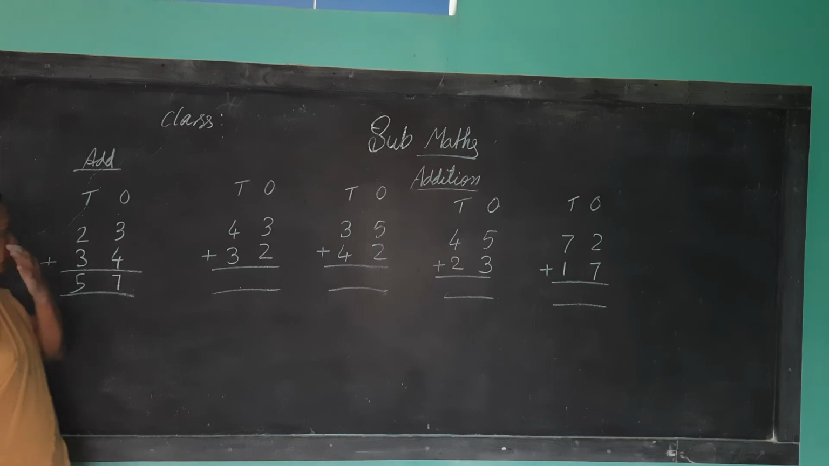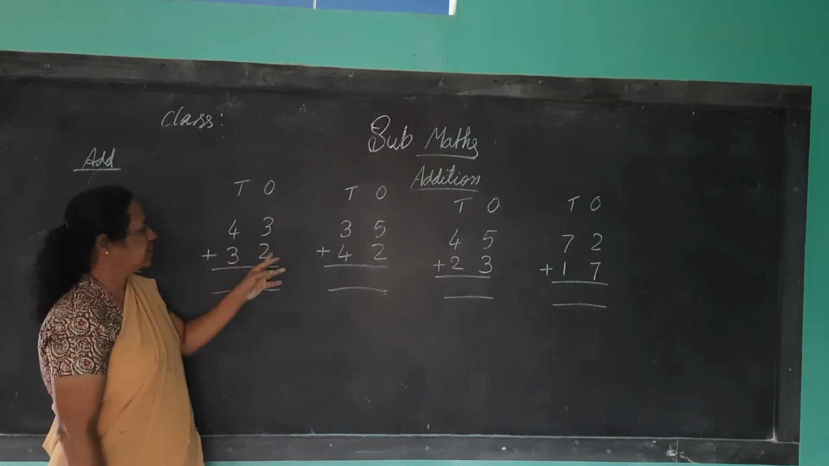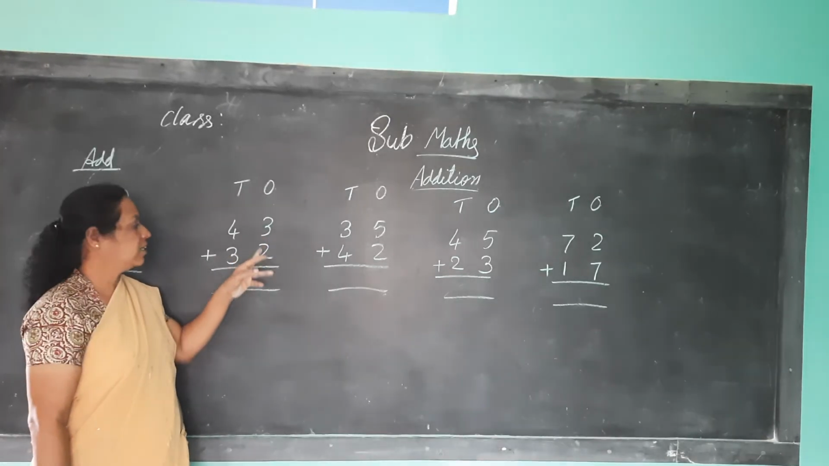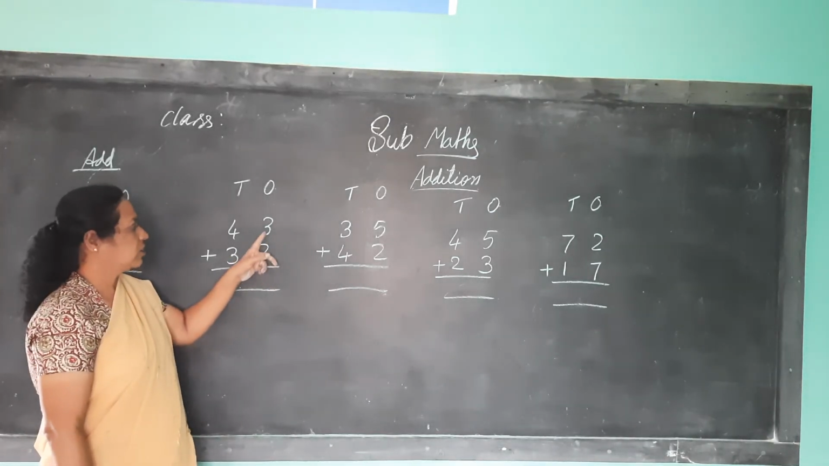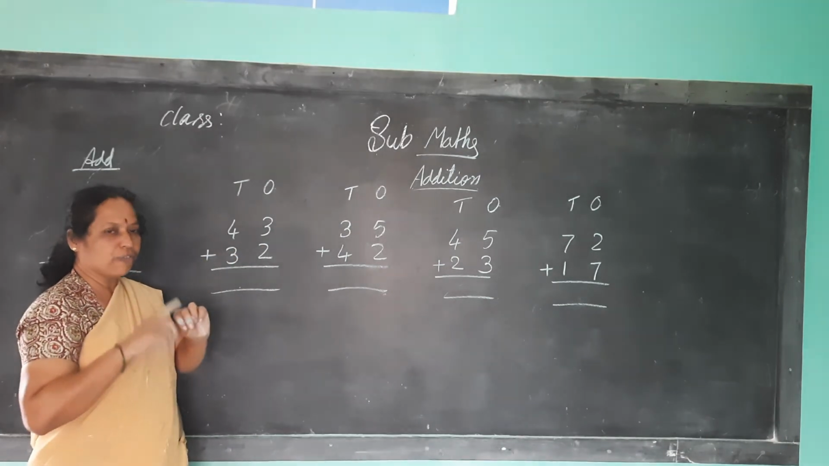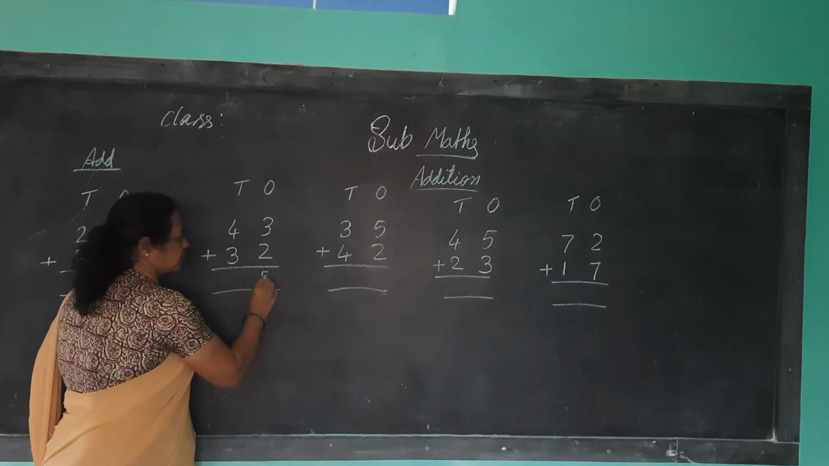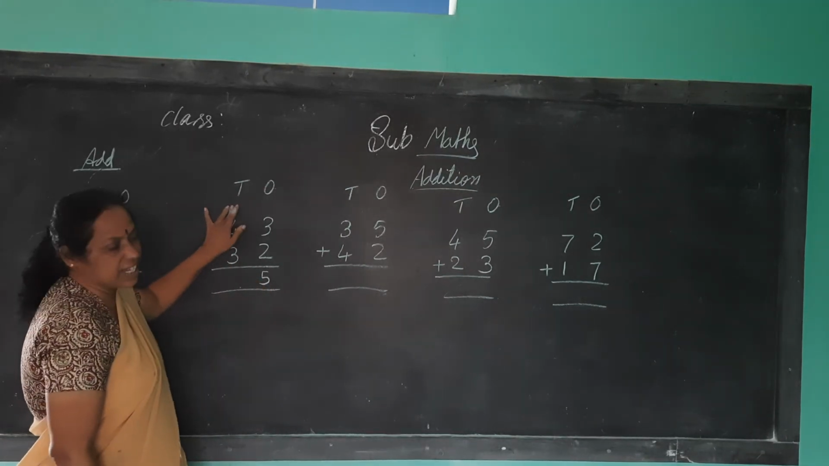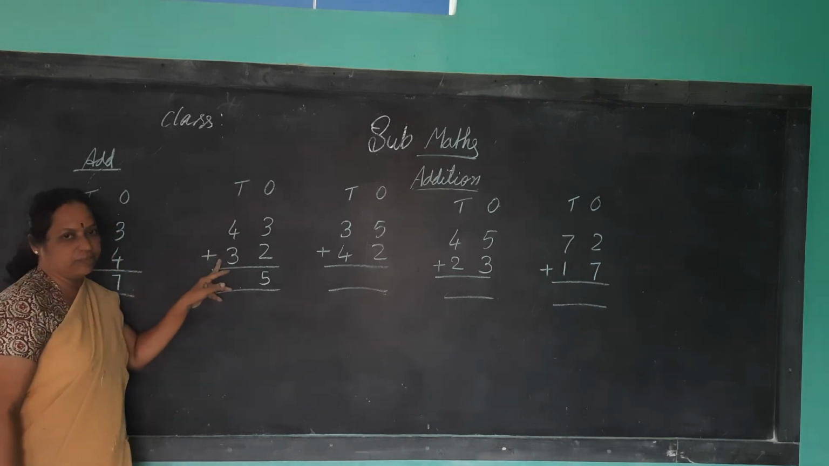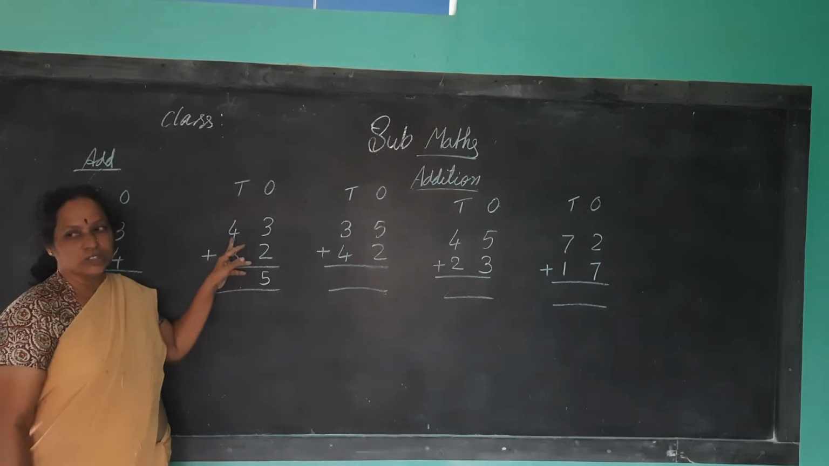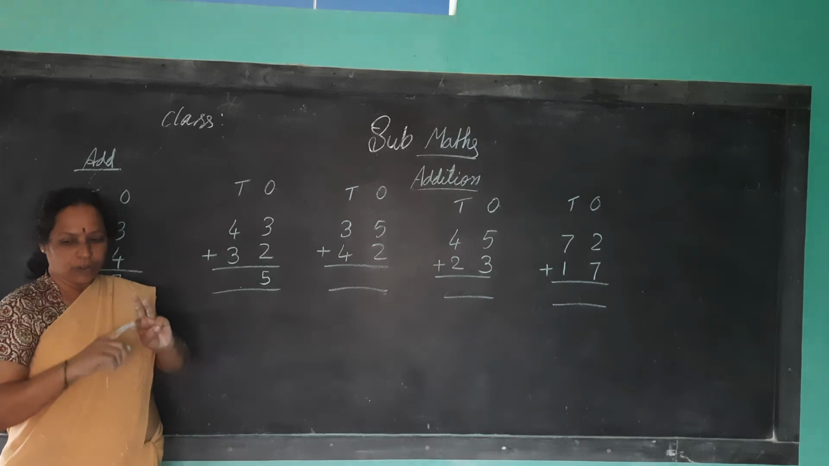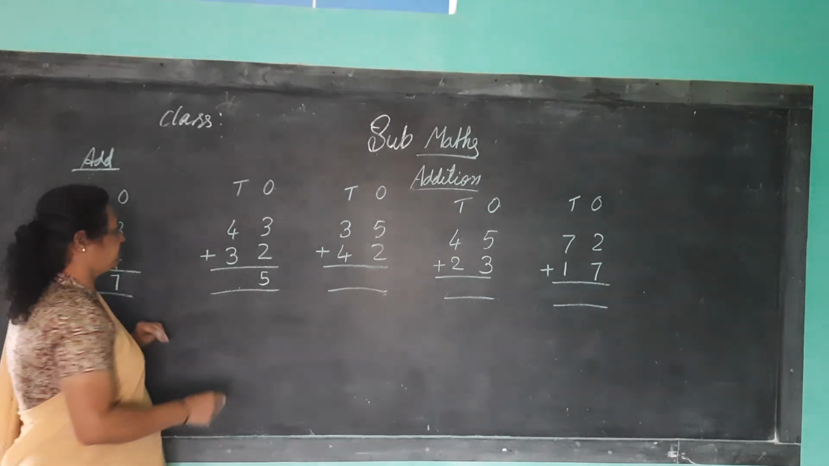Okay. Now next sum. In the ones place how much is there? 3 ones and 2 ones. So you keep one number in the mind, one number on the finger. 3 in the mind, 2 on the finger. After 3: 4, 5. Next is the tens place. What is there in the tens place? 4 and 3 is there. 4 in the mind, 3 on the finger. After 4: 5, 6, 7.